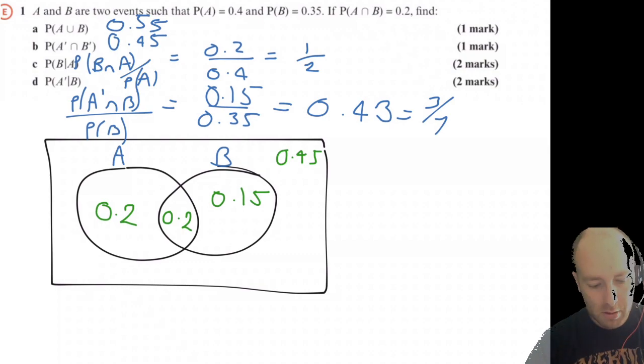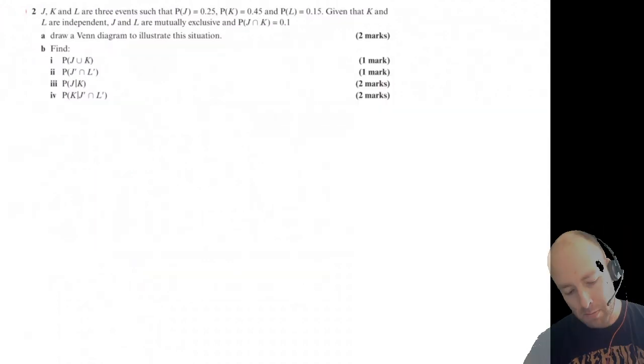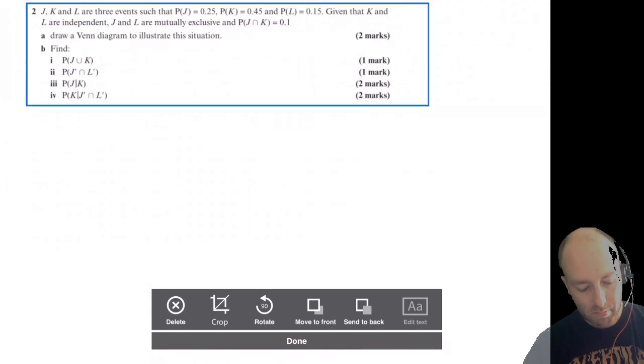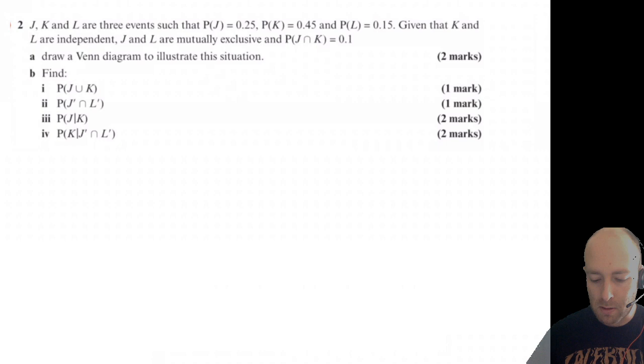The next question, similar kind of idea. I'll just make it a bit bigger. Could you guys try this? It's a bit of a bigger question this time. So we've got an 8-mark question. So let's give you guys 8 minutes on the timer. Comment if you need help and comment your answers.